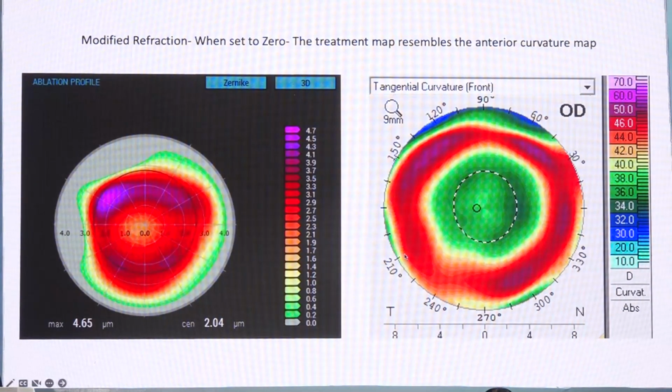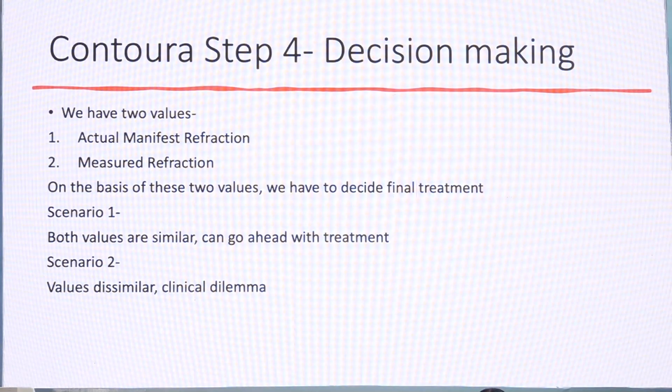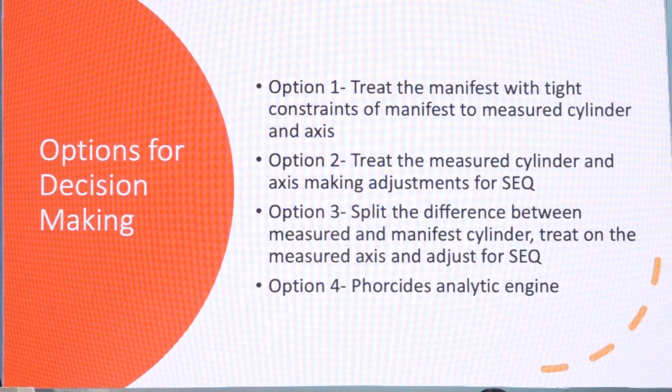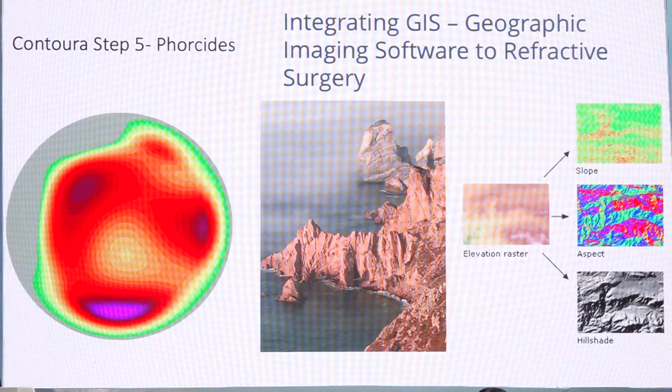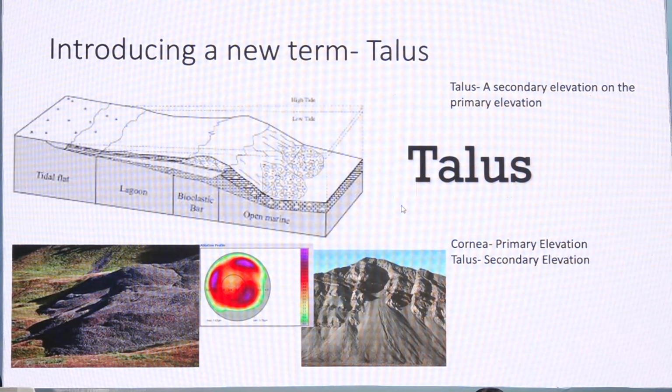So of late we have moved on. This is how the treatment plan looks. And now the decision making, if the axis and everything coincides, becomes much easier. If your topographic astigmatism and your manifest astigmatism are matching, again, it becomes much easier to go ahead with the treatment. But when they don't match is when you have to actually take a decision on what you're going to do. And this is where this new software engine, which we use as Forcities, has come in very useful, because it simplifies how to go ahead with treatment planning, because it works on the concept of the talus.